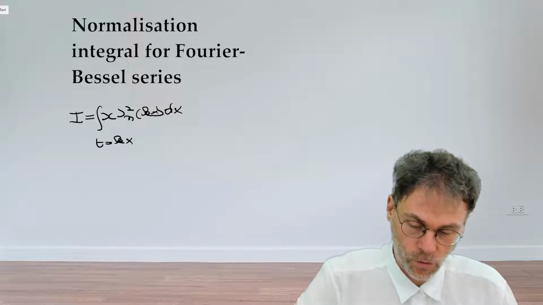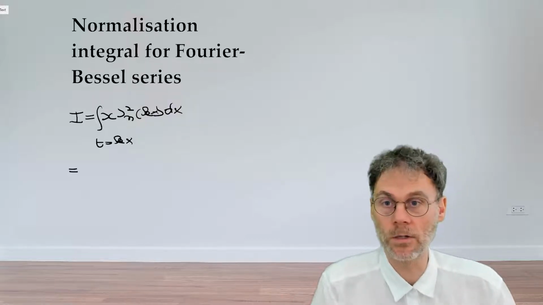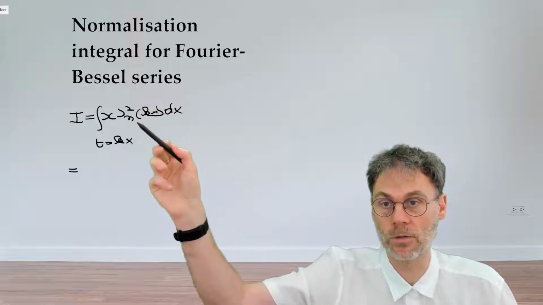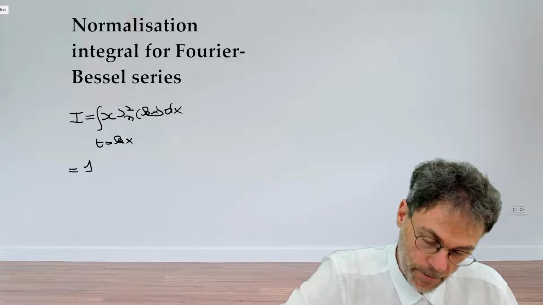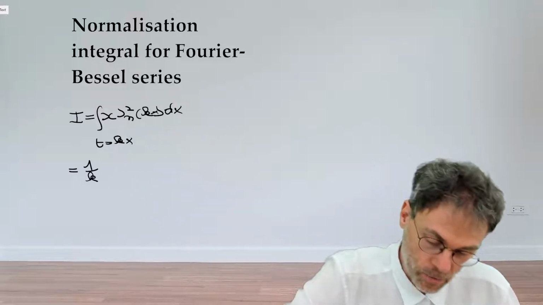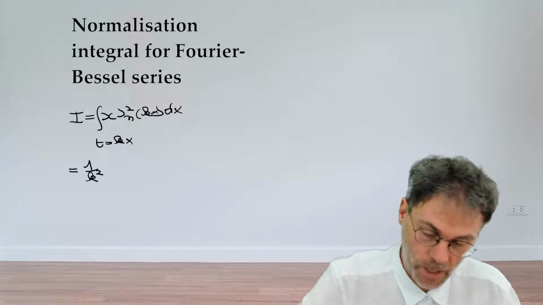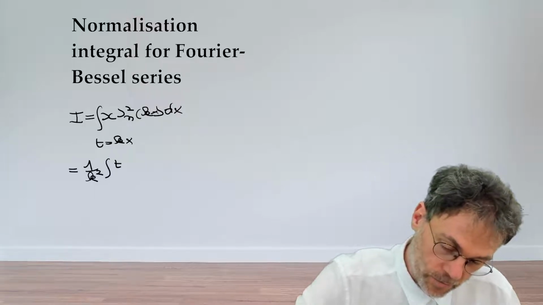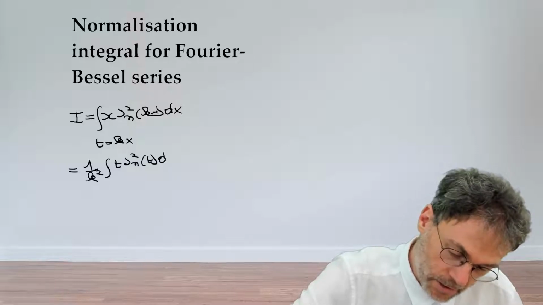First up, the coordinate change. So x is equal to t over k. So if we move from x to t, we will pick up a factor 1 over k here. But the same is true if we move from dx to dt. We will again pick up another factor. So that's going to be 1 over k squared, the integral of t J_n squared(t) dt.